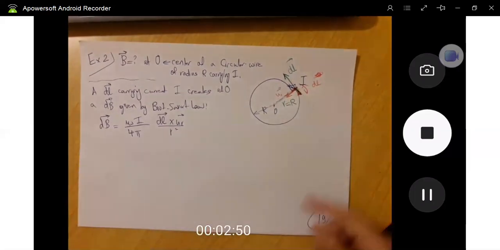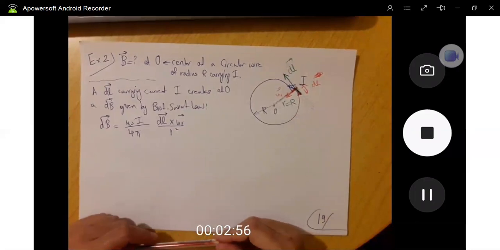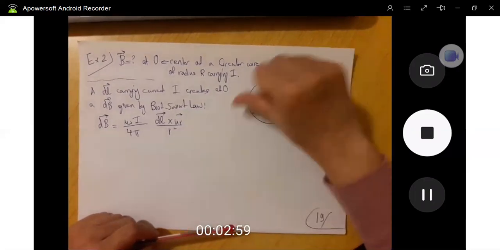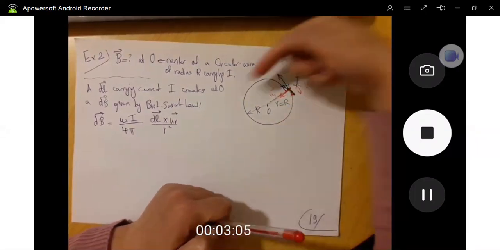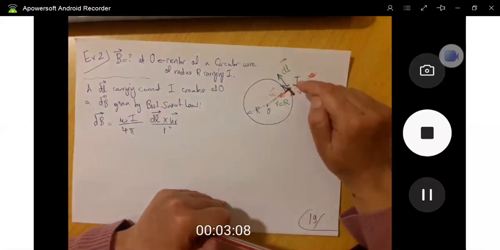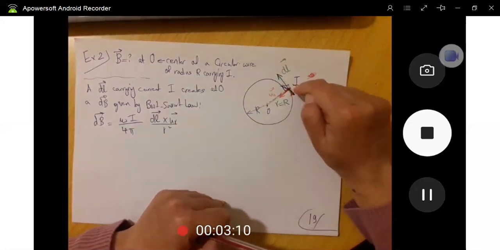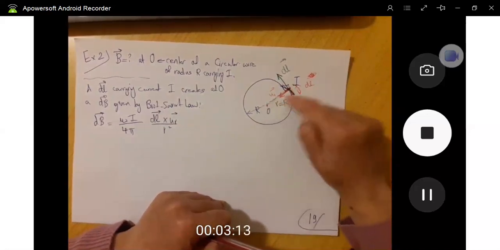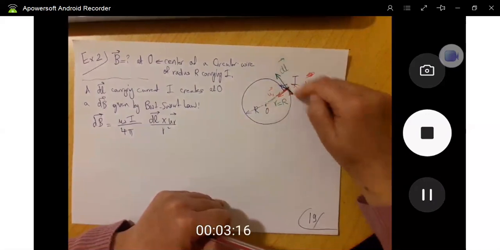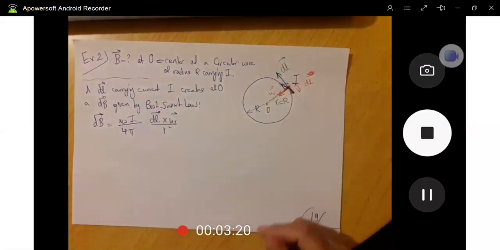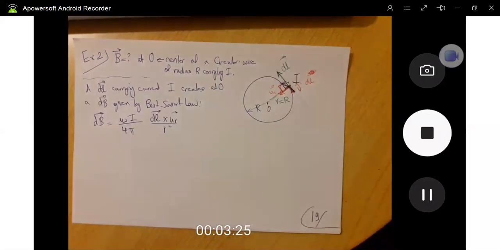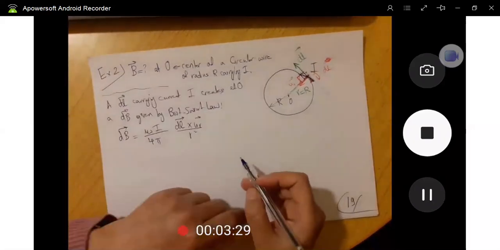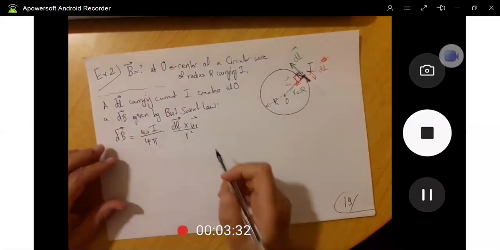Surely I also need the angle between dl and R, which we call alpha, beta, theta, whichever. Whenever I select my dl, it will be tangent, and the distance between the point on the circumference and the center is radial. So what is the angle between the radial and the tangent in all regions? It's always 90 degrees. So here this is 90 degrees.